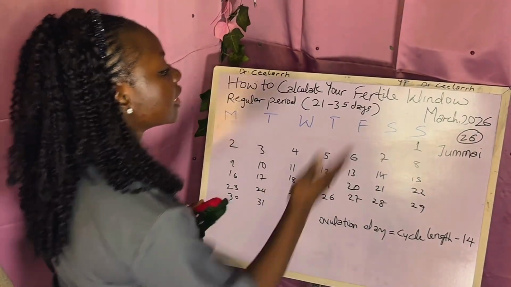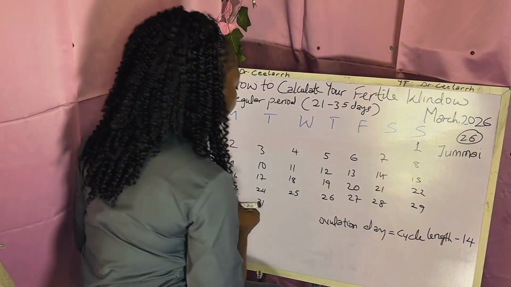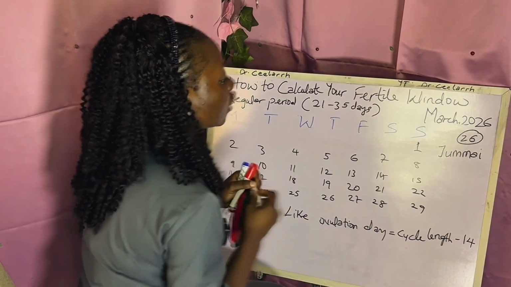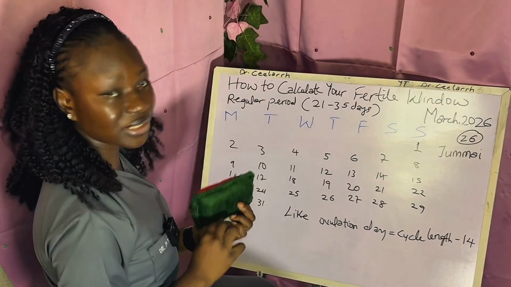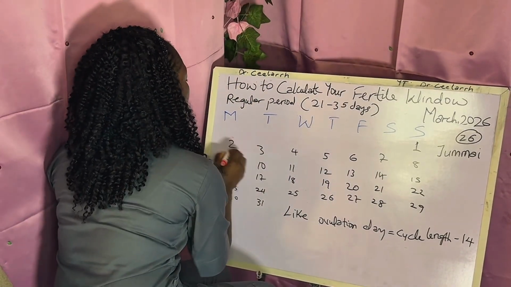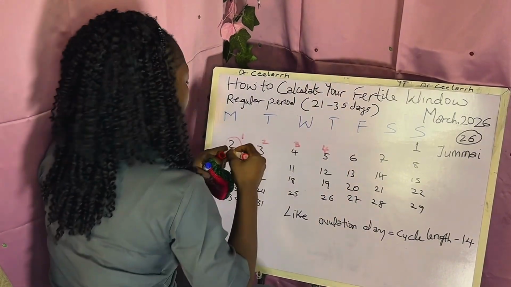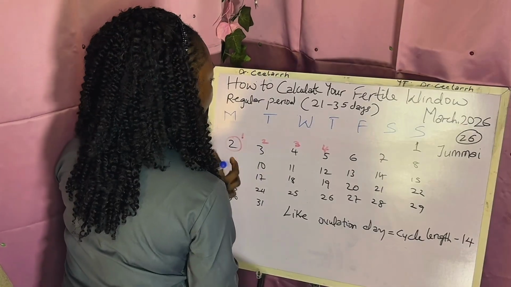Now to calculate the ovulation day or likely ovulation day for Jummai in the month of March, given that she has a 26-day regular menstrual cycle, we also assume that she starts bleeding on the 2nd here, which is the first day of her cycle, 2nd, 3rd, 4th day. She bleeds for 4 days and then the cycle continues, right?